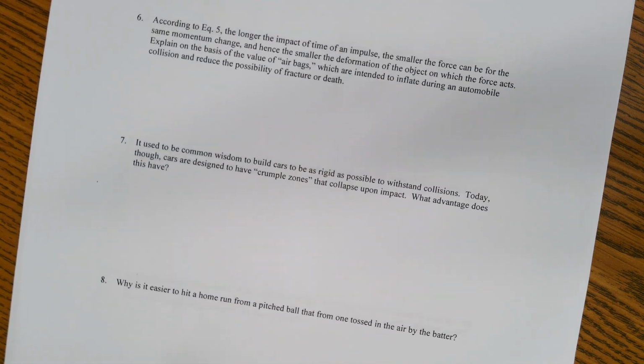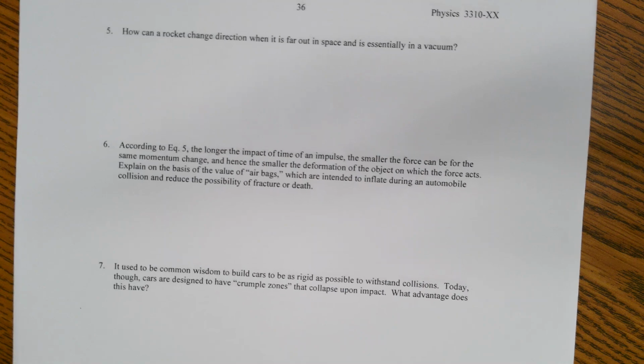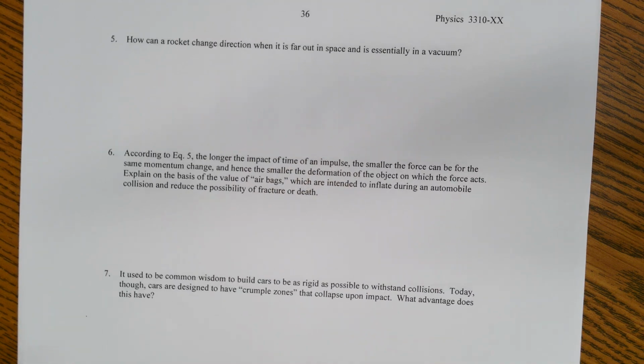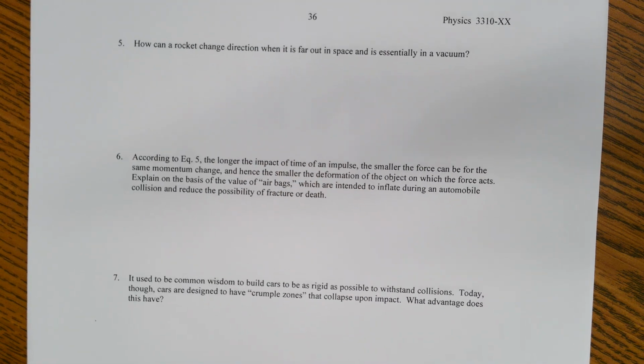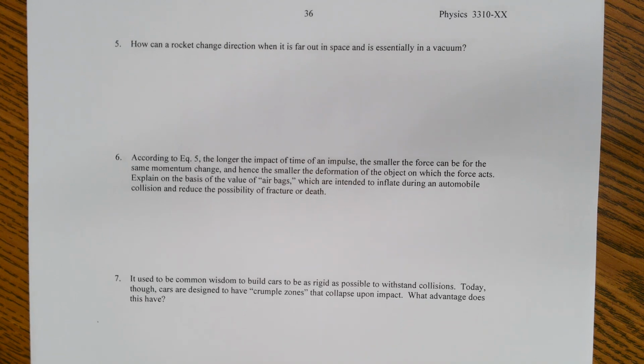All right. Number 5. How can a rocket change direction when it is far out in space and it's essentially in a vacuum? Basically, people thought, and these were NASA engineers, that if you're out in space and you fire a rocket engine, there's nothing to push off of, so it's not going to do anything. So it's going to stay there.